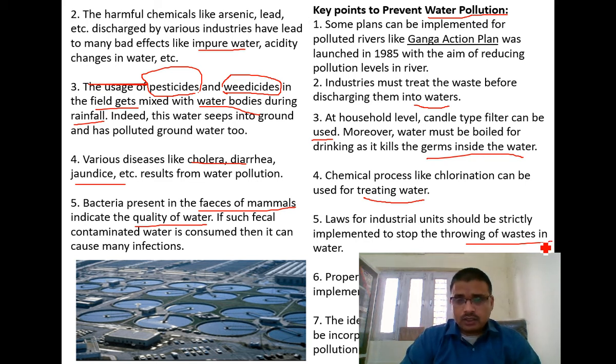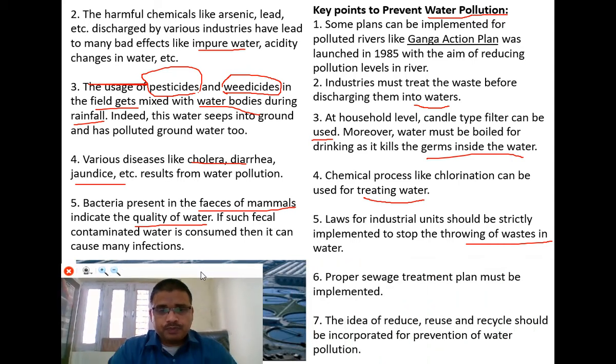Now, a proper sewage treatment plan must be implemented, number one. And the idea of reduce, reuse should also be implemented by everybody. Reduce, reuse, and recycle should be incorporated for prevention of water pollution, because if we keep using and wasting water, then, as water is a scarce product, it may run out after a period of time, and then it is harmful for human beings.